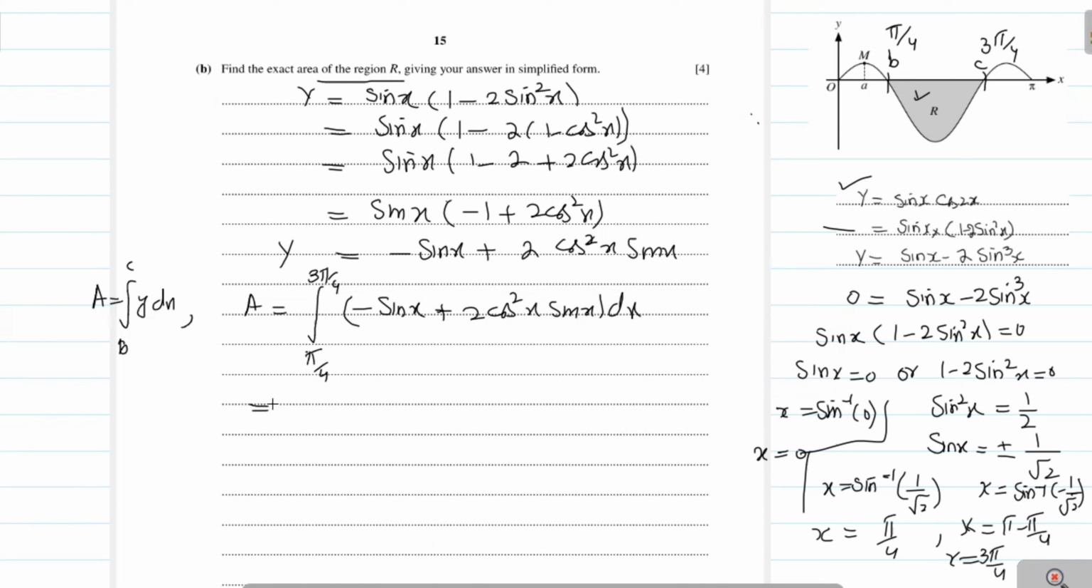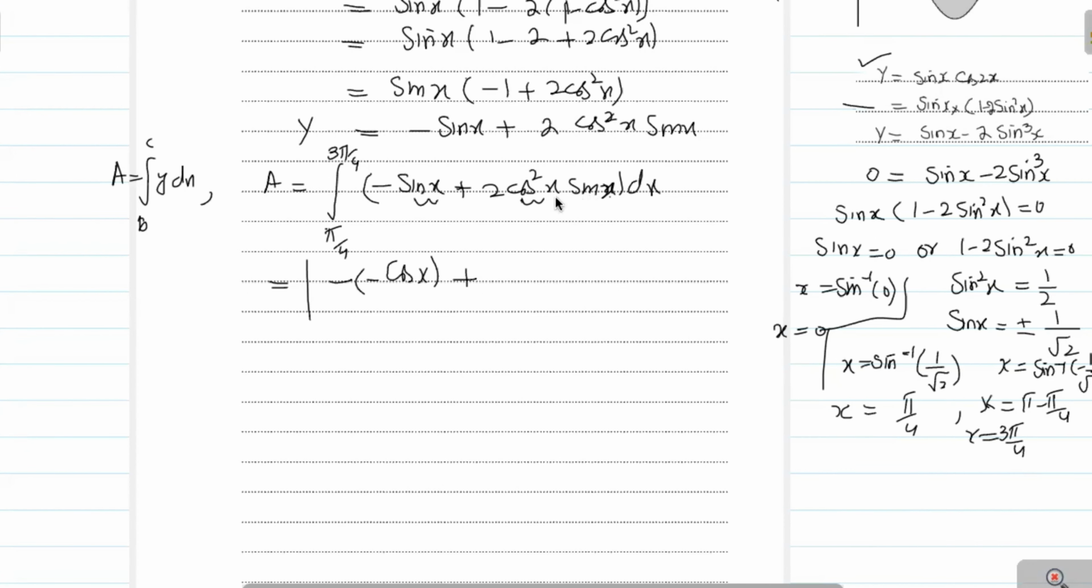Now we take the integration. We take the integration of minus sine x. The integration of sine is minus cos x, therefore minus sine becomes cos x, plus the integration of 2 cos square x sin x. You see here the derivative of cos x is minus sin x. Therefore, firstly we make here minus sine. Therefore, we can write minus sine x over minus 1.